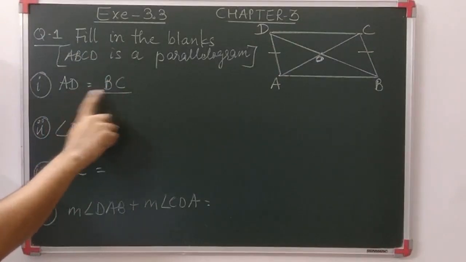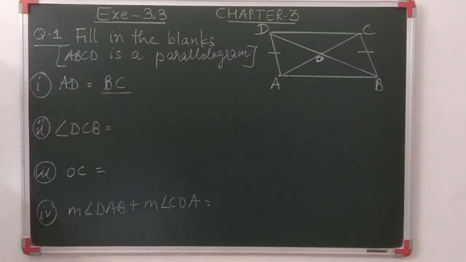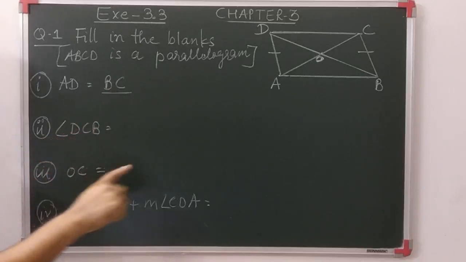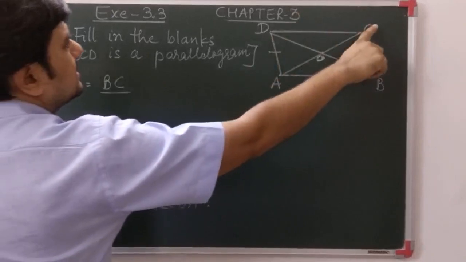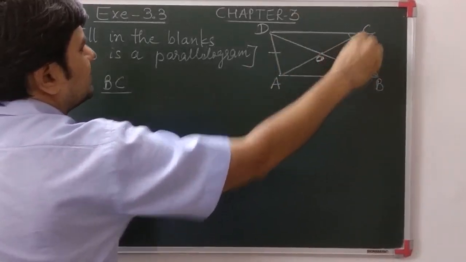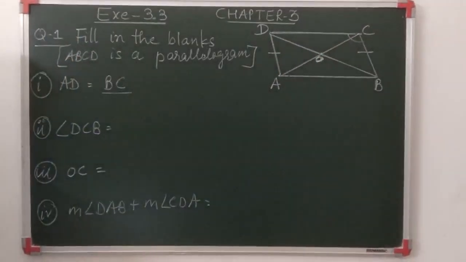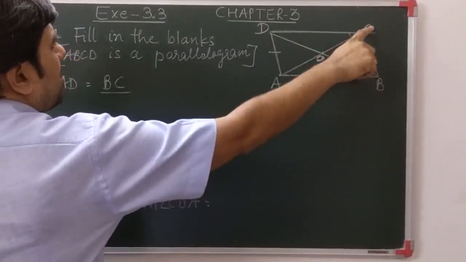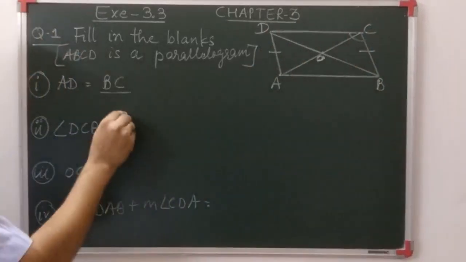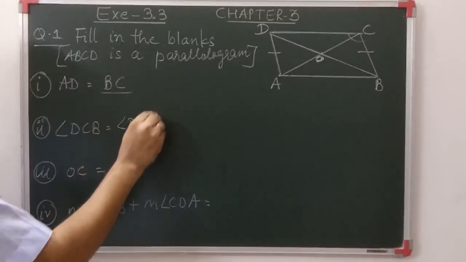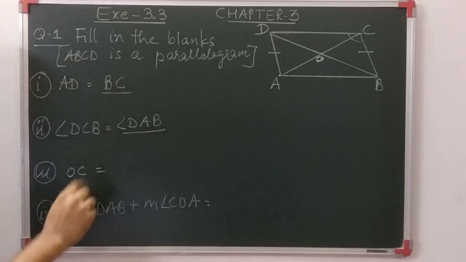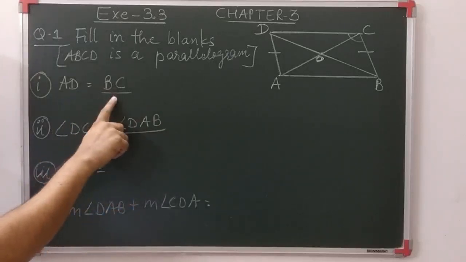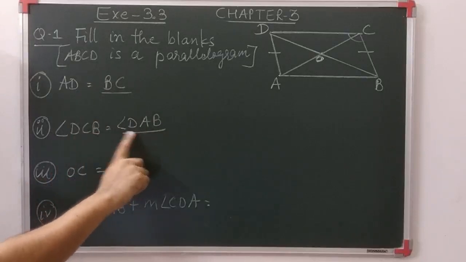We use that characteristic. Let's come to the second. Here the angle characteristics we have to use. Angle DCB. So they are talking about angle C. So we know that opposite angles are equal. So what is the opposite of DCB? That means the opposite of angle C is angle A. So we can write DAB. We use the characteristic that opposite angles are equal. Here we use opposite sides are equal, opposite angles are equal.